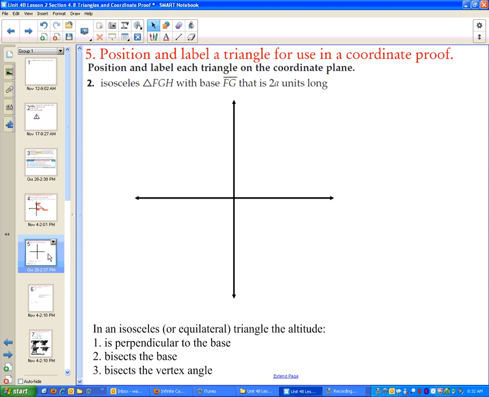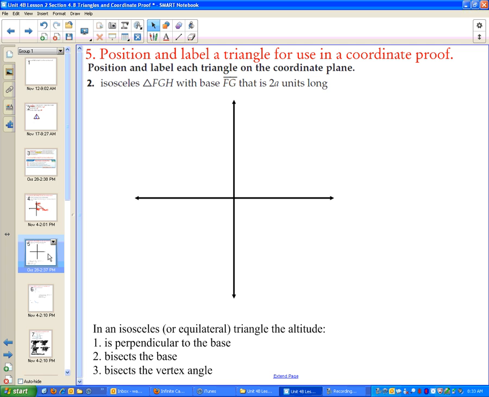Same directions, position and label. This time we have an isosceles triangle, FGH, with base FG that is 2A units long. Now, I also put our little new information we know about isosceles triangles on here because I'm going to use this. What I'm going to show you, the way I'm going to put this triangle on here is not the only way, but this is a really good way to do this.